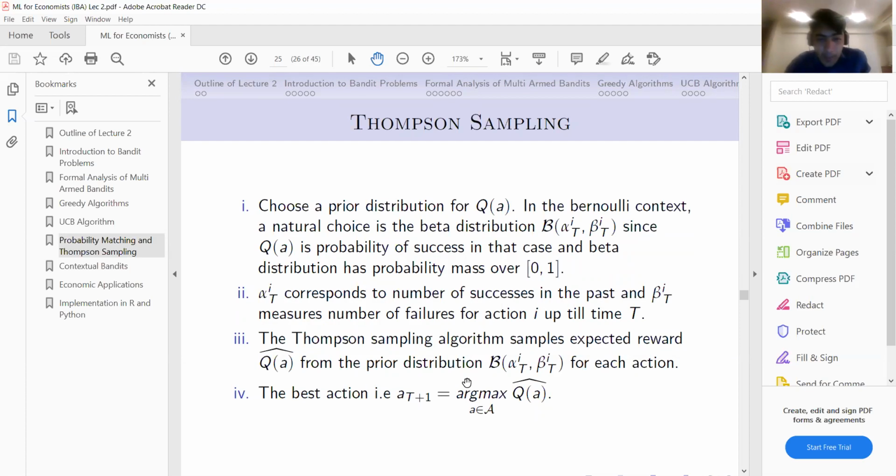And then once you've sampled these expected rewards from all these distributions for all the actions, the Thompson sampling decision is that at time T+1, you should simply choose the action which gives you the highest expected reward based on the sampling. This is why it's called Thompson sampling, because it samples from the posterior distribution. And once it has sampled these expected rewards, it simply chooses the best action which gives you the highest expected reward.